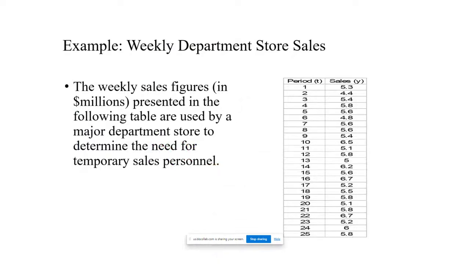Let's try a longer example here. The weekly sales figures in millions of dollars presented in this table are used by a major department store to determine the need for temporary salary personnel. You could see in the first column, it's the period. In the second column to the right, those are the sales in millions for each corresponding period.